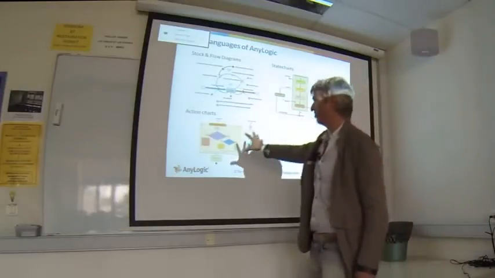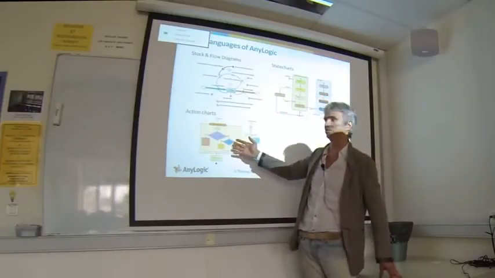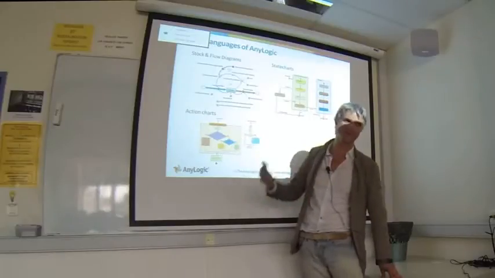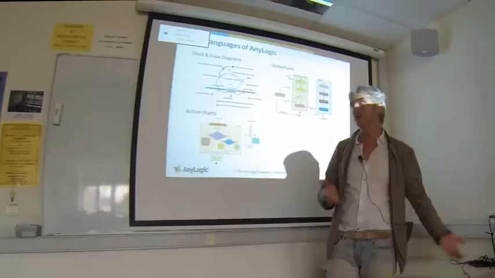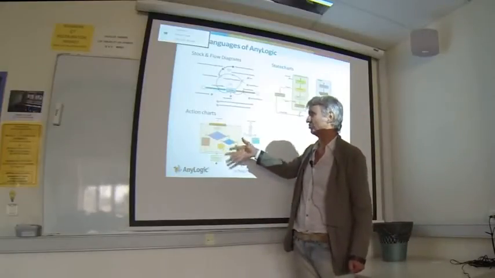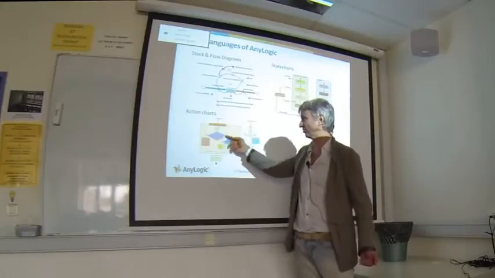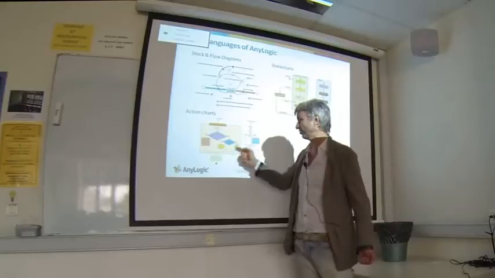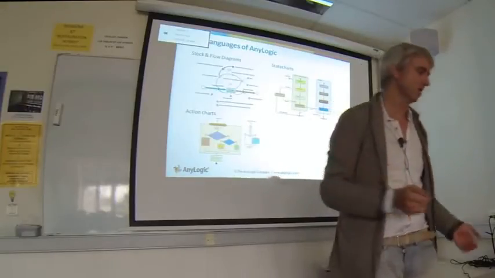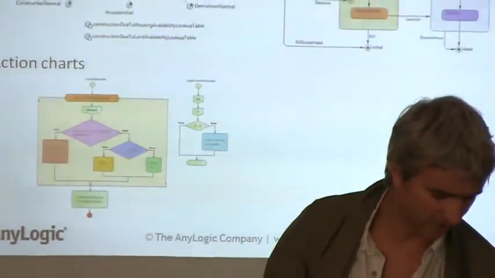Action charts. We haven't touched that either, but the idea behind them is, if you're not comfortable with writing Java code for the algorithmic part of your model, you can use the visual language of action charts to define your algorithms. So this is like a loop, this is a decision block, action block, etc. This is a kind of replacement for a Java function. Just letting you know that it's in there.